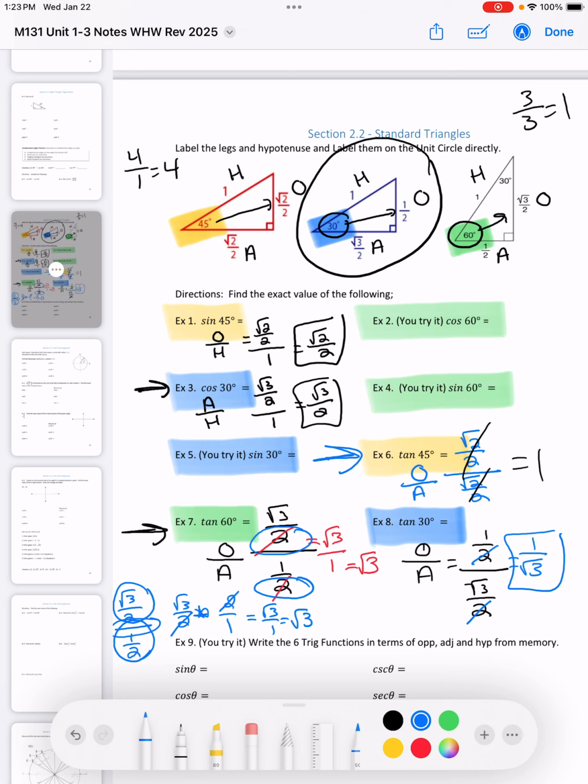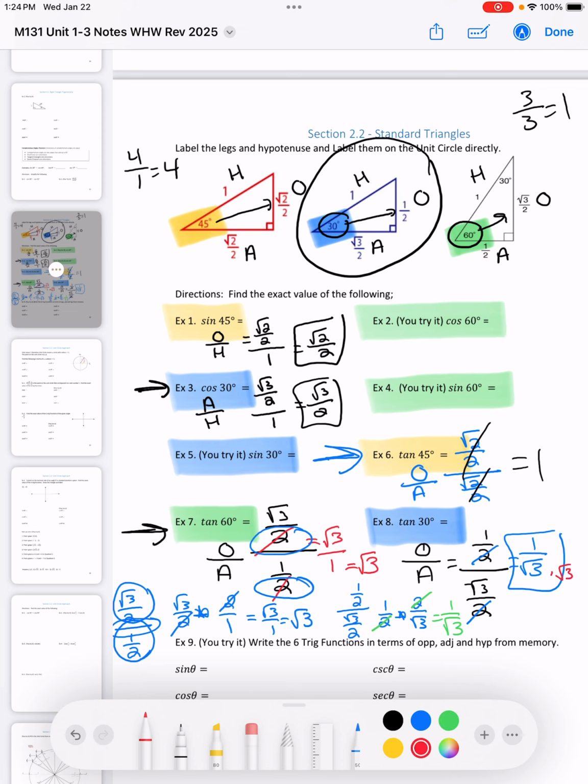Let me show you that keep, change, flip. So 1/2 divided by square root of 3 over 2. Keep, change, flip. A 2 on the top and the 2 on the bottom cancel, and I'm left with 1 over the square root of 3. You can leave your answer right there. MyMathLab is going to go one step further and rationalize the denominator, and you'll get square root of 3 over 3. You can have that answer or 1 over the square root of 3. I am happy with either one.